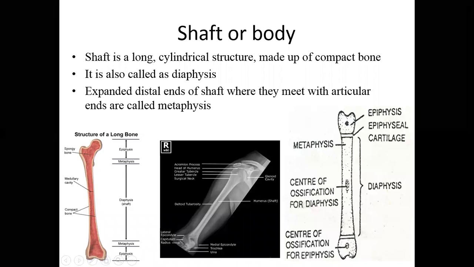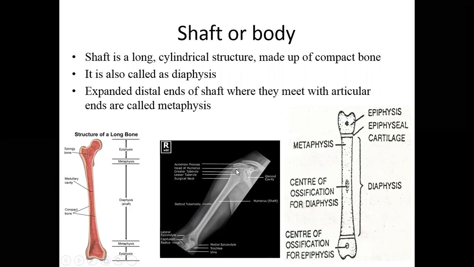You can see that here as well as here. In this figure, this is the diaphysis or the shaft. These are the expanded ends. Here they meet the articular cartilage. So this is an articular cartilage. Here you cannot see the articular cartilage because articular cartilage is not visible in the X-ray. Only the bones are visible. So a cartilage is seen at the articular end.